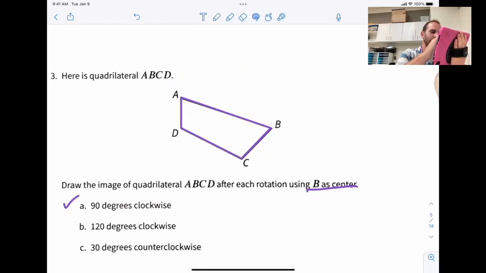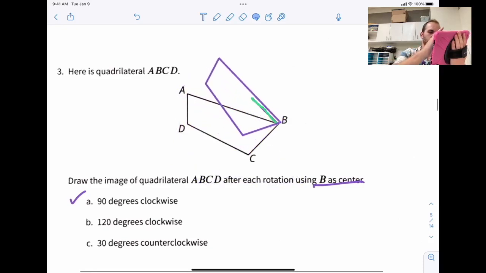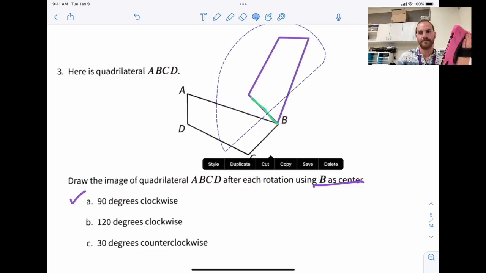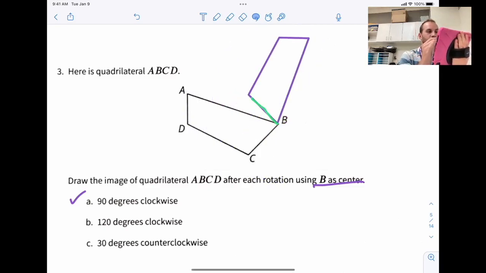Actually, I could probably draw a line and just make sure. So we've got B here. We want this line segment to be at 90 degrees. So we want it to end up where that green line is. Okay, so let's do that rotation. Nope, that's not it. Wrong line, right? We want to go all the way till our corresponding line is 90 degrees from where it was. Great. So let's do another one. Can I just erase that? That was tough. All right, let's do a green one. Now 120 degrees clockwise.